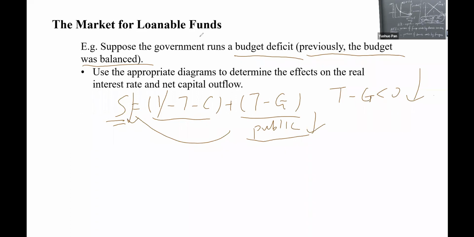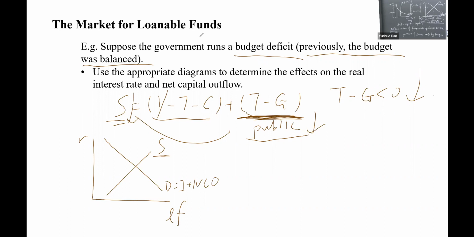If T minus G decreases, the public saving is decreasing, and that will result in a decrease of national saving. If S decreases, look at the loanable funds market, with the S supply curve and the demand curve equal to I plus NCO. If S decreases because of the budget deficit, the S curve is going to shift to the left-hand side. That will increase our R here. So that's what we can get. Suppose the government runs a budget deficit, we know the real interest rate increases.